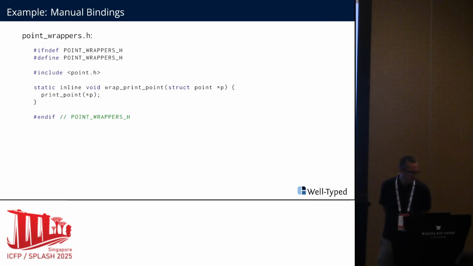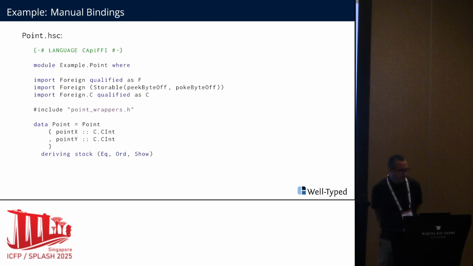Here's how I would write manual bindings for this case. This is the header file that defines this wrapper function. Since this is a static inline, both the declaration and implementation can be in the same header file. Here we have a function wrap print point that takes the argument as a reference, and then it dereferences that argument to call the actual print point function.